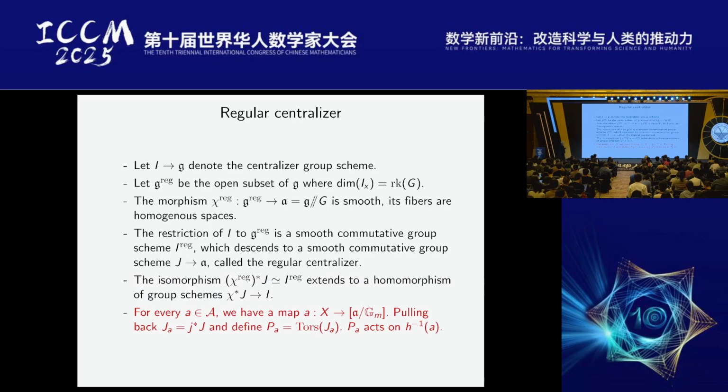So when you have this for A, which is basically a map from X to the invariant quotient, and then you put back your regular centralizer, you have J_A, which is now a smooth group scheme over X. Then you should declare that your Picard stack is a torsor of J_A, and because you have this map from J to I, that gives you an action of P_A on H^{-1} of A.